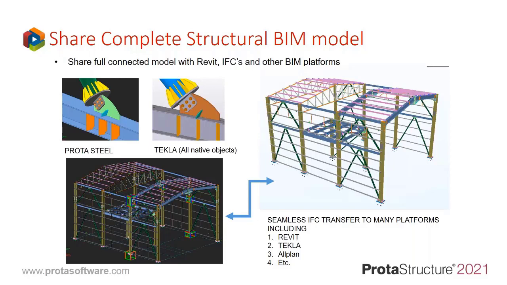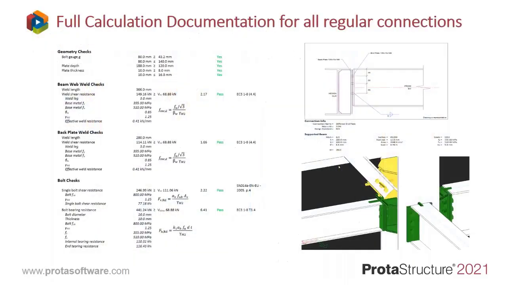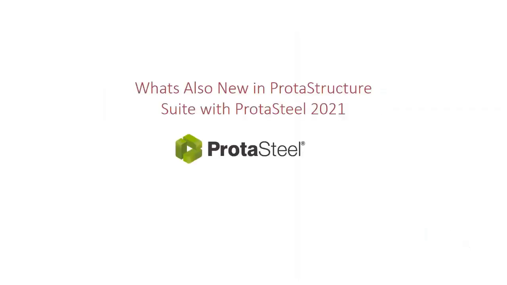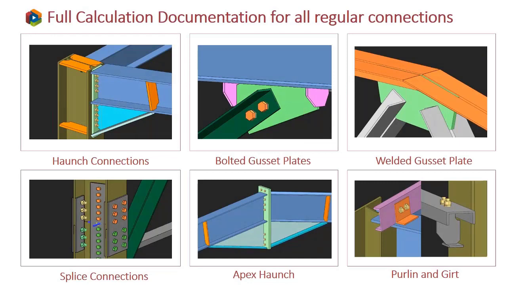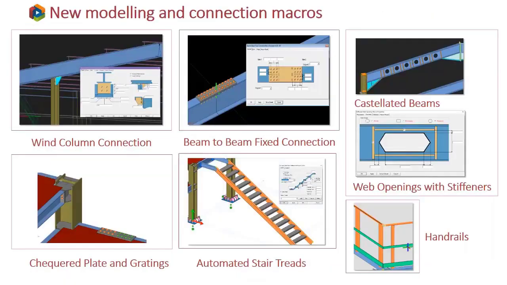How do we communicate? You will be able to communicate using our interfaces. You've got the full calculation documentation for all regular connections, all your simple connections, all your moment connections, your base plates, your braces. Those are the things which are important. And now we have all of them. What's new, what I've showed you new, is the full calculation documentation for all the regular connections. We just talked about these a while ago. And then we talked about new modeling connections as well.